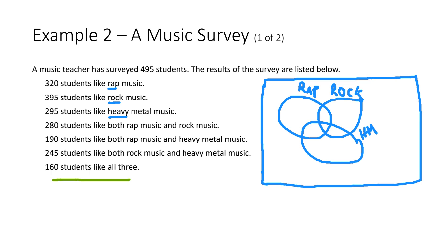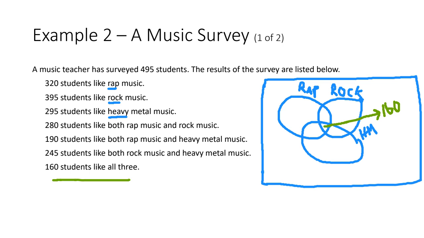They tell us here that 160 students like to do all 3 things. So that number, where can we put that number? Right in the intersection. I don't have enough space here, but I'm going to put a little arrow. And so here we know this is 160 students. Okay.